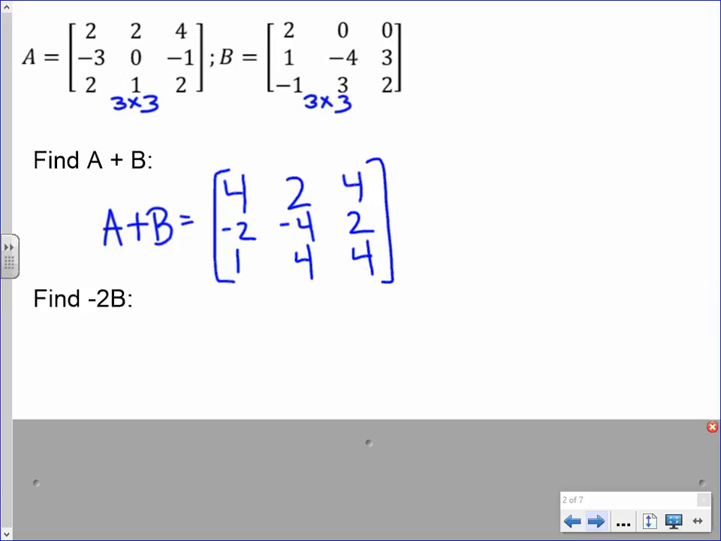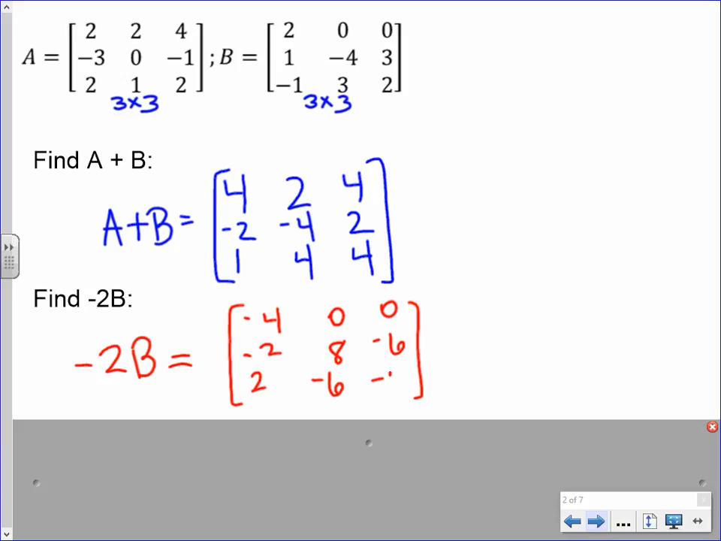All right. Now I want to find negative 2B. Negative 2 is a scalar that we're going to multiply to B. To find negative 2B, we're literally taking every single entry in B and multiplying it by negative 2. So negative 2B is negative 4, 0, 0, negative 2, 8, negative 6, 2, negative 6, negative 4.